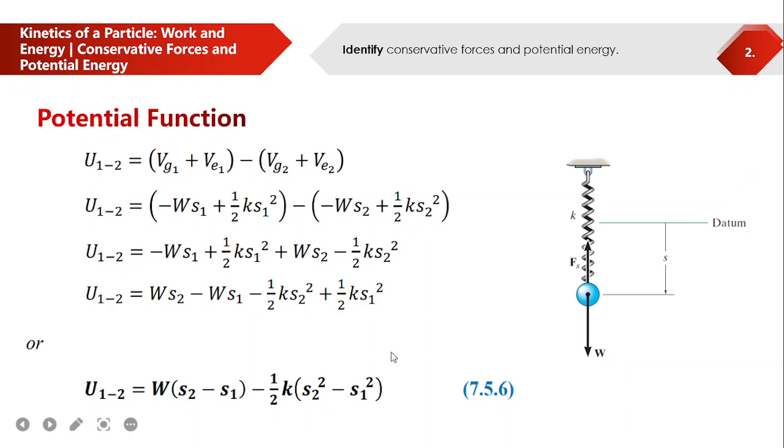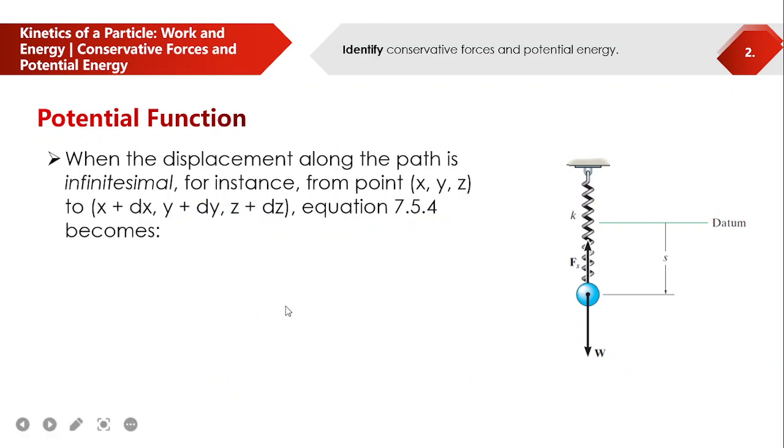So this is how you solve for your work of the conservative forces na andyan dito. Okay, that's your work done by the conservative forces. That will be W, or the weight, times the displacement from the initial tsaka final position, S sub 2 minus S sub 1, minus 1 half K times S sub 2 squared minus S sub 1 squared.